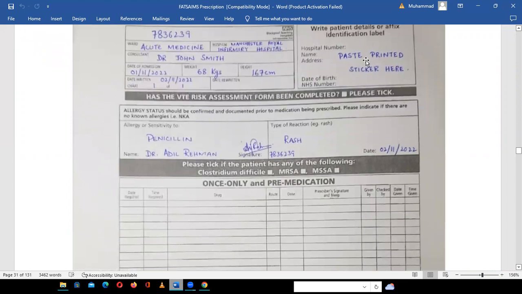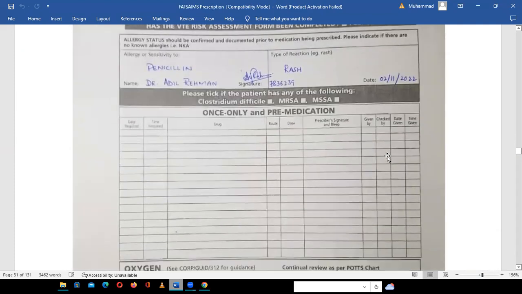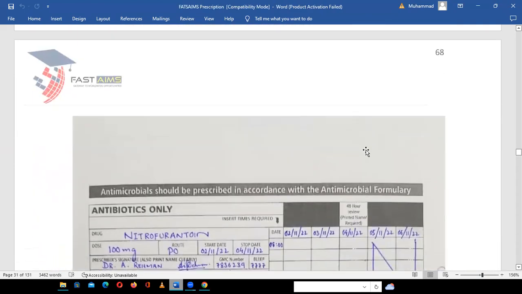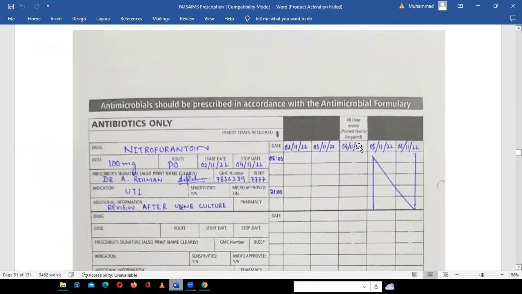Also, do not forget to paste this printed sticker over here and write the penicillin in allergy sections and the reaction which the patient gets after taking penicillin. Write your complete name over here with a sign and also your GMC number and the date when you are writing this prescription. So let's see that nitrofurantoin.